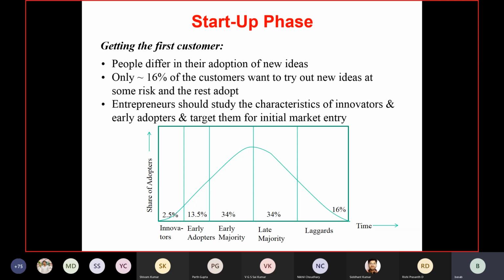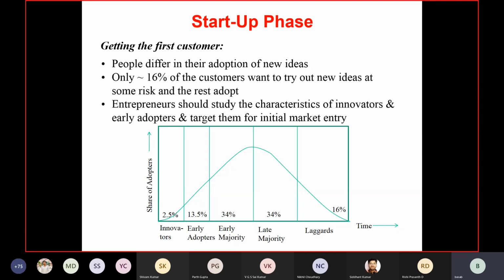So the initial people who went for the vaccination were very few. You can see, it's even less than 2.5%. After these fellows told us, no, these guys are surviving still after taking the vaccine, then people started rushing. And that is even the early adopters, 13.5%. So that stage is over. 2.5 and 13.5, that amounts to 16%.